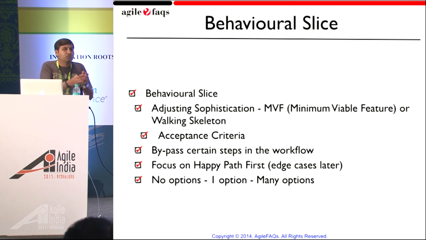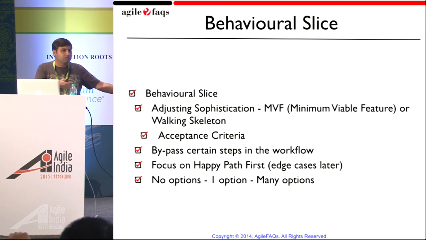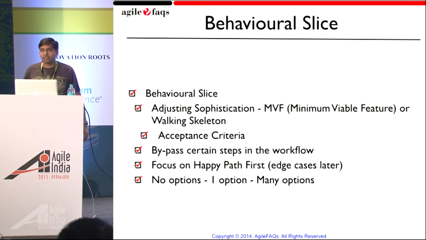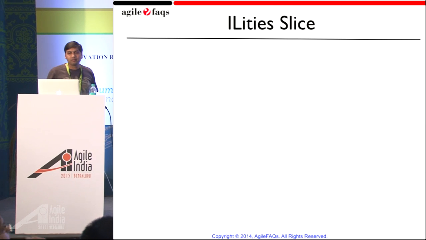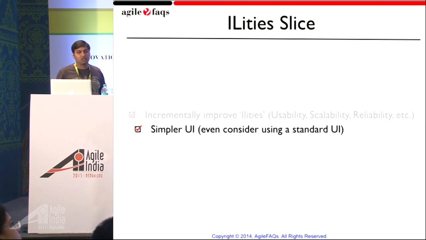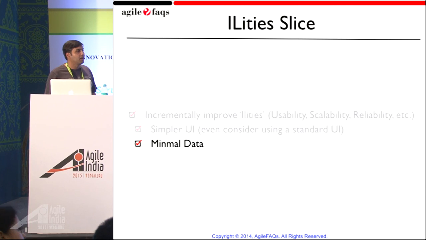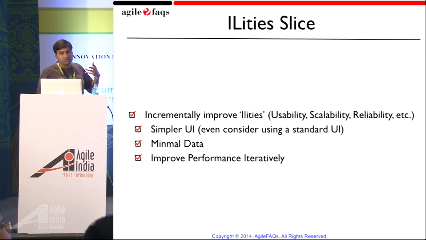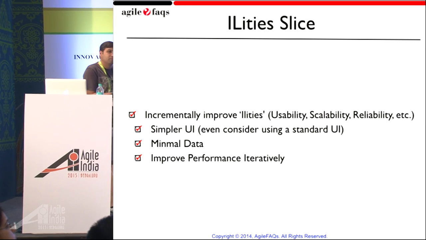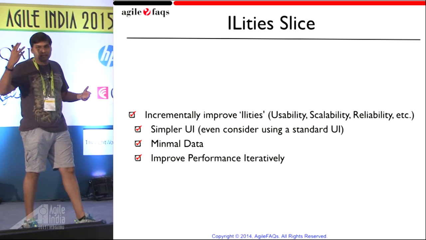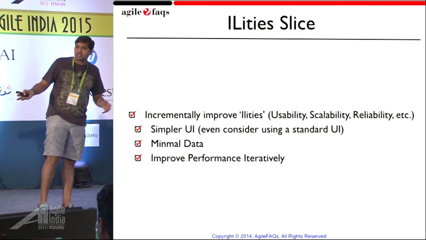No options to many options, like the example we just saw. You had no options to start with, and then gradually you added many options for them, right? The last one is basically using ilities, which is things around performance. Start with a very simple UI and gradually build it. Start with minimalistic data and then gradually increase it. Start with a very bare-bone performance and then gradually improve it. So look at, from an ilities point of view, how you can slice things.